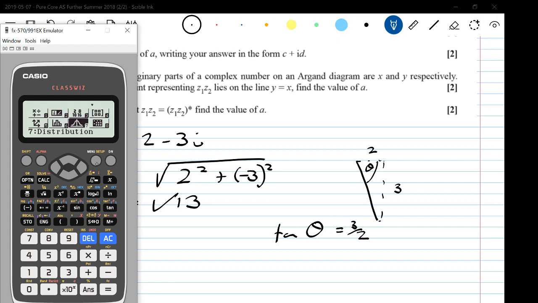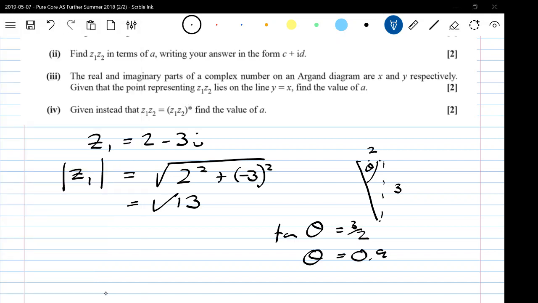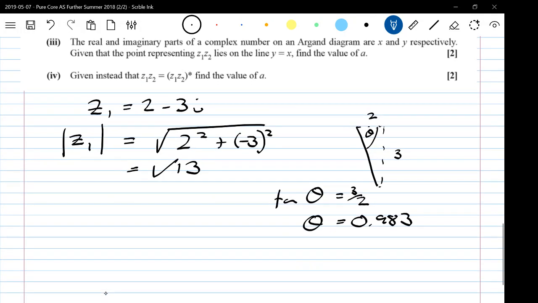Grab our calculator and, let's be in radians here, we're going to do inverse tan of 3/2 and come up with 0.983 radians. So the argument of z, well, that is clockwise from the horizontal real axis, so that is minus 0.983.